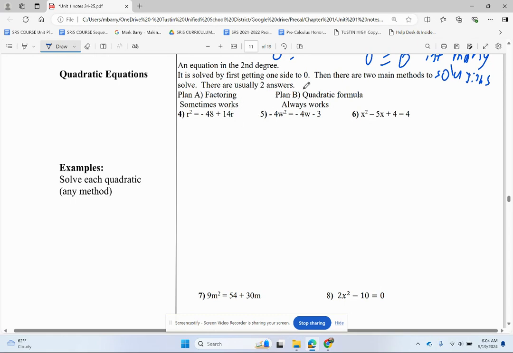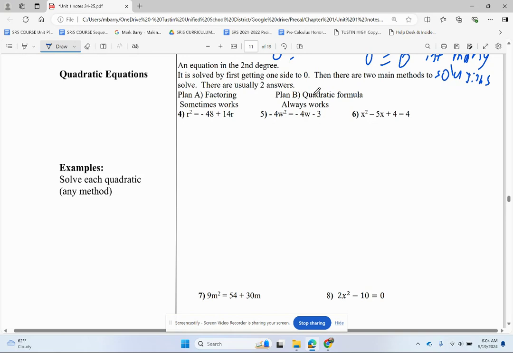When we have this squared, we want to get one side to 0 first. And then we're going to try factoring. Factoring sometimes works. And then if that doesn't work, we got the quadratic formula. So we'll use that as well if factoring doesn't work. It's a little bit more difficult, I think, more time consuming for sure. So that's why I try factoring first, but sometimes factoring doesn't work.